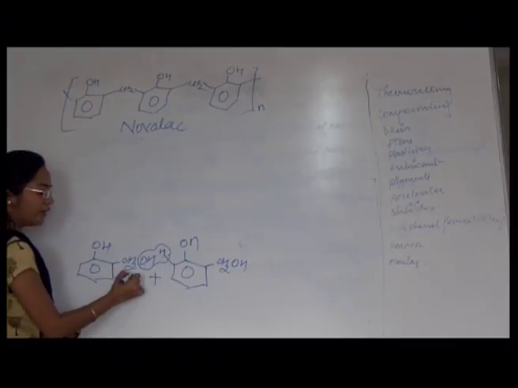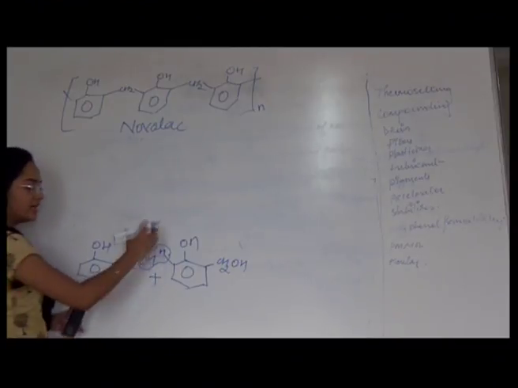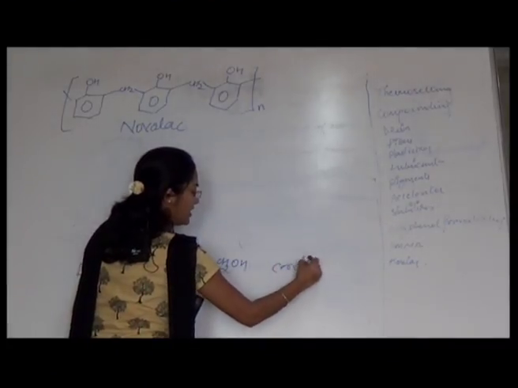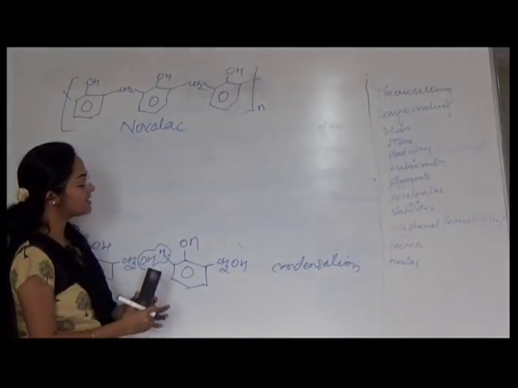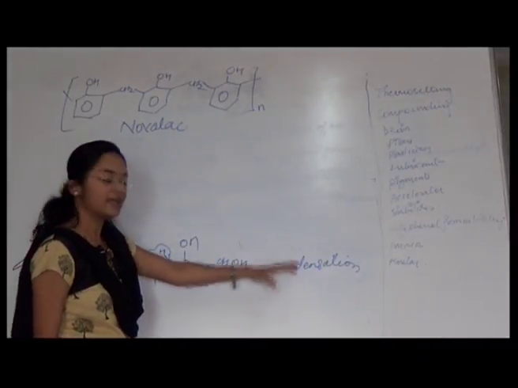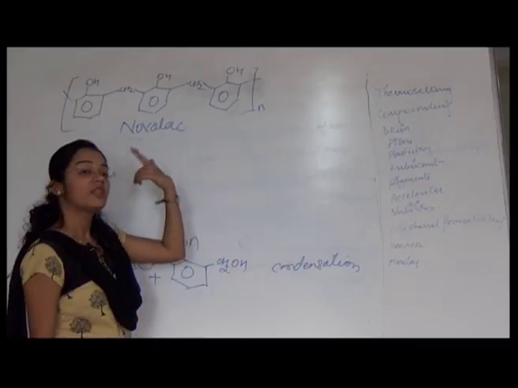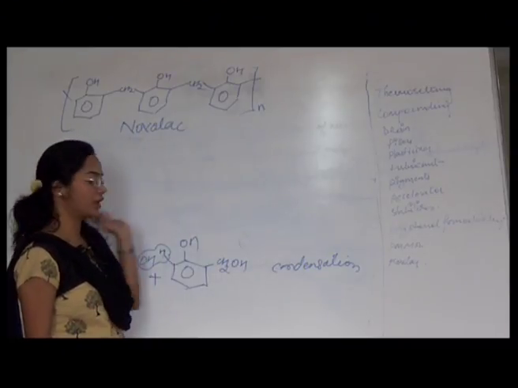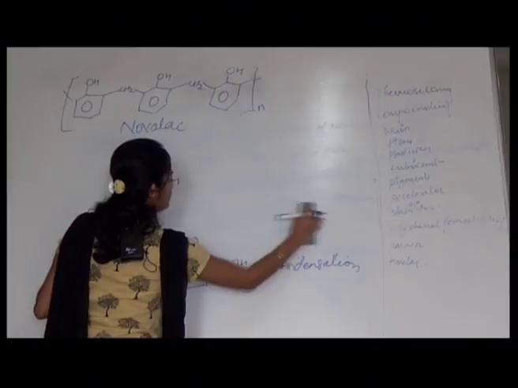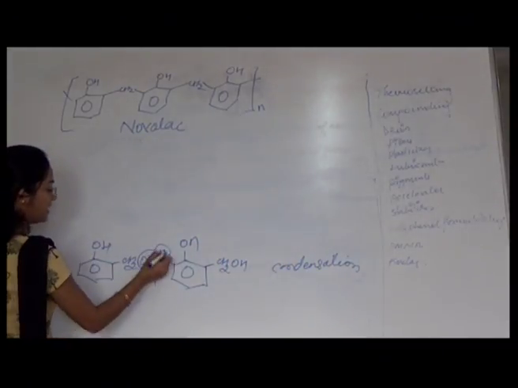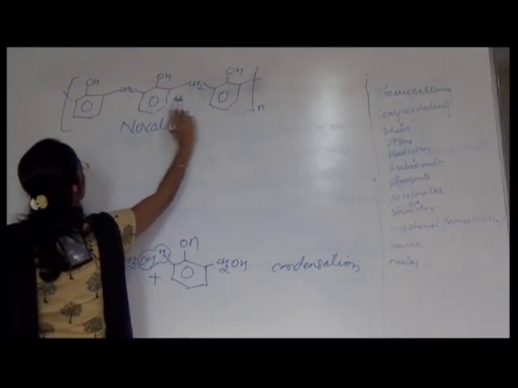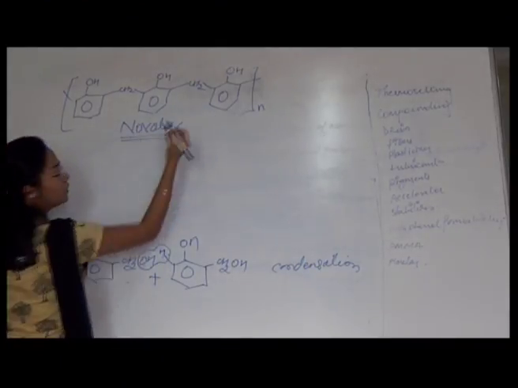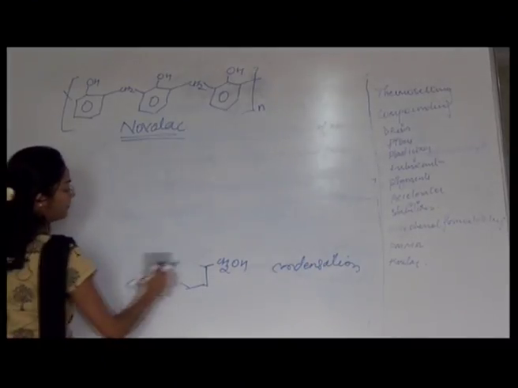The simple thing, which kind of polymerization is this? It is a condensation polymerization. We have seen the difference: when there is a condensation polymerization, the polymer which is formed is a thermosetting. So there is an elimination of a water molecule which will result in the polymer named as a Novolac.